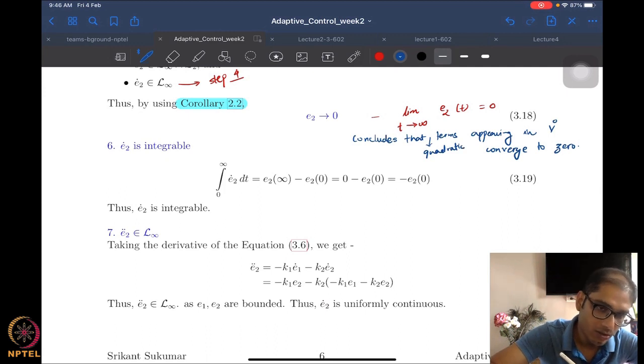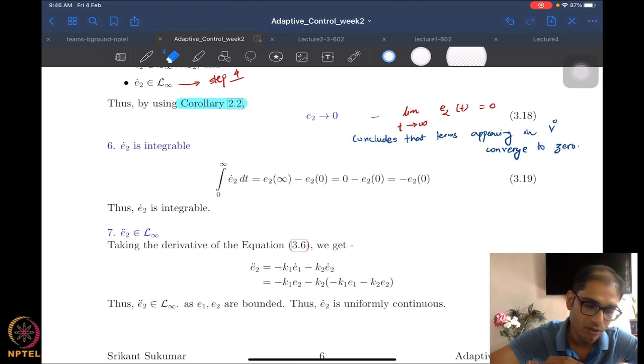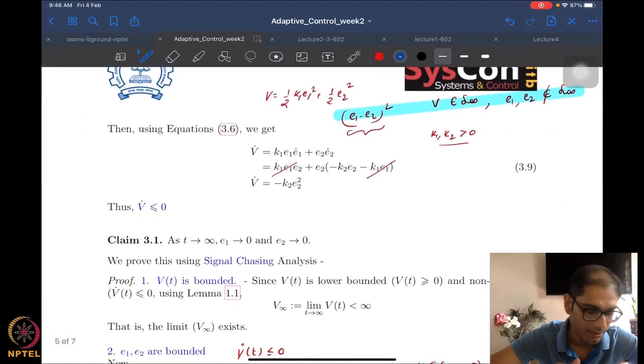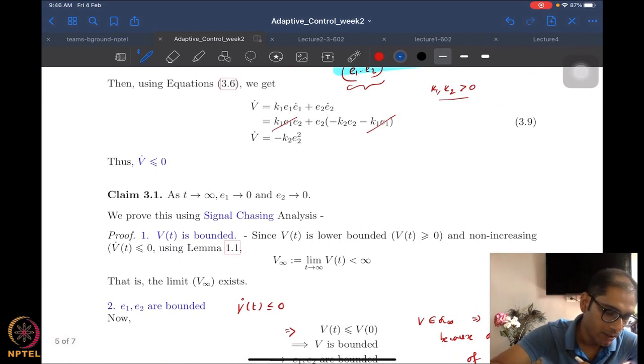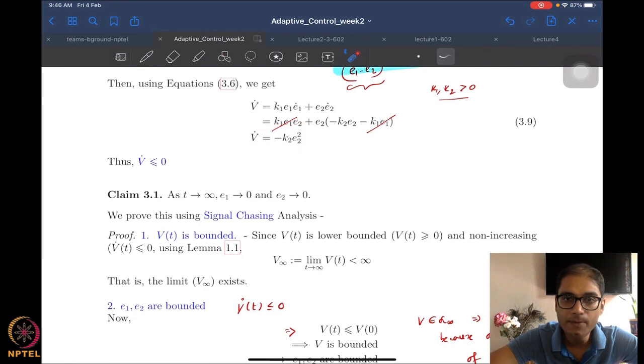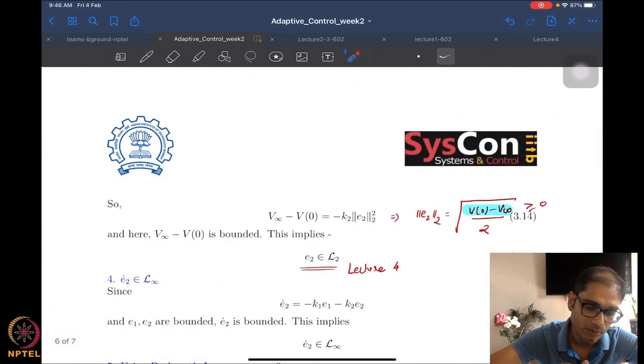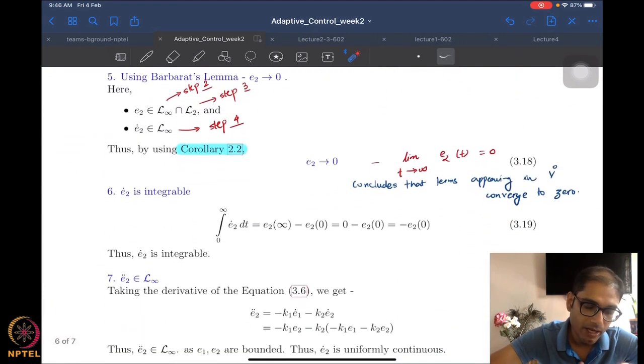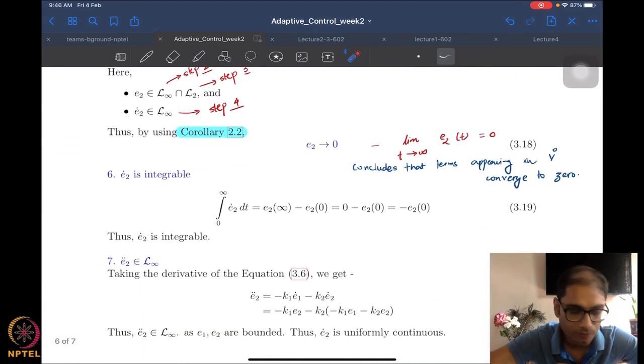Well, I don't want to say quadratic per se, but all the terms that you have in the end in V dot. And you will see more examples of this, so it will become clear. This is merely a guideline. It's not a law or a theorem. So if you see V dot in this case, it contained only E2. And so in the first half of the proof, we are able to show that E2 goes to 0.